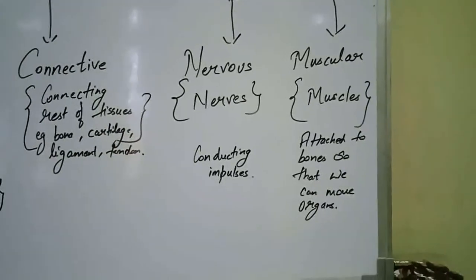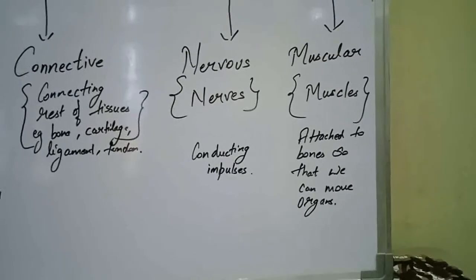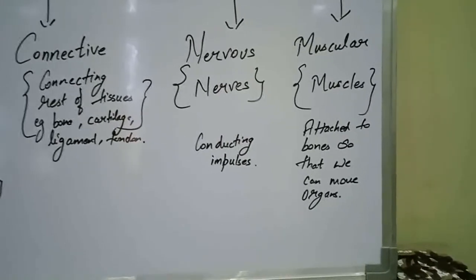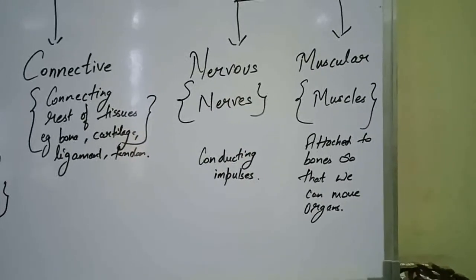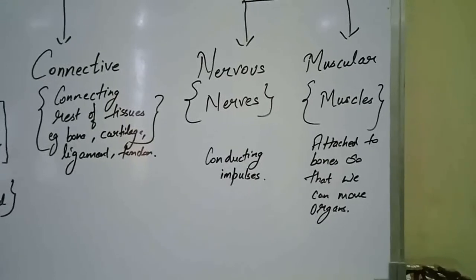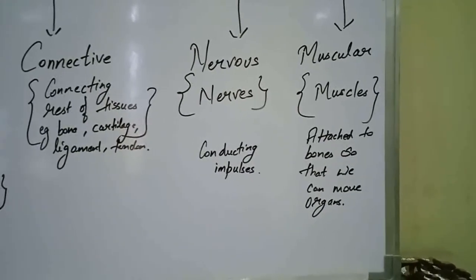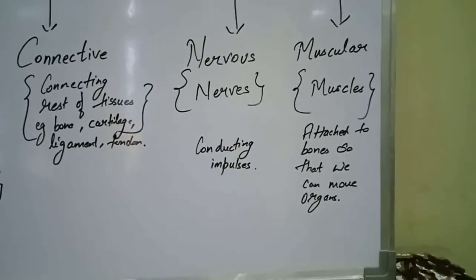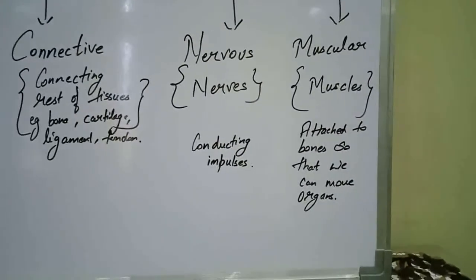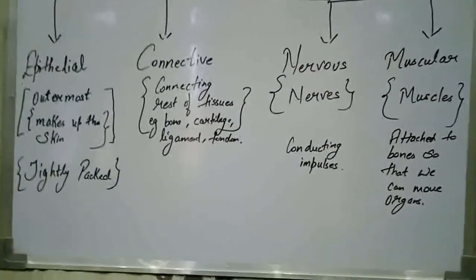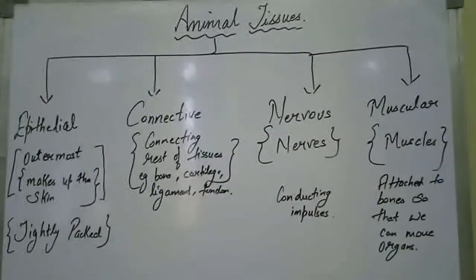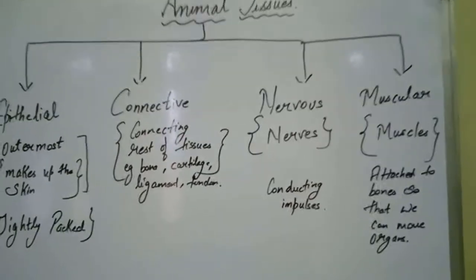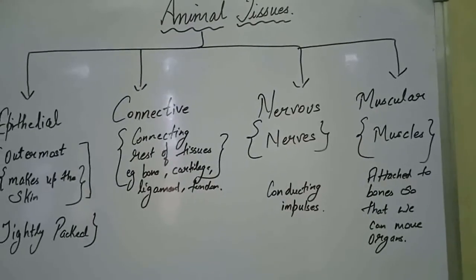Next one is your muscular tissue. Muscular tissue consists of the muscles. How can you move your hands, your legs? How can you move these organs? Because these muscles are attached to the bones. You cannot move your bones unless the muscles are attached to them. So now you got the idea of the 4 types of animal tissues. The 4 types are epithelial, connective, nervous and muscular tissues, which we will read in detail now.